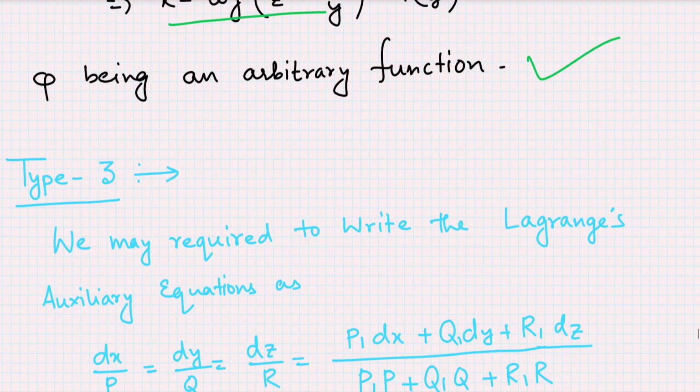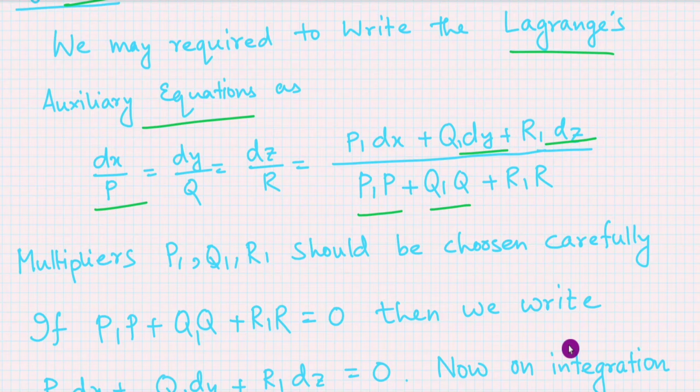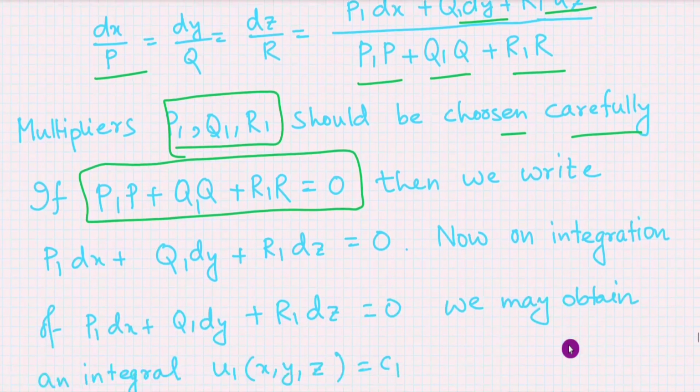Now let us come to type 3, the Lagrange equation. So we may require to write the Lagrange's auxiliary equation, dx by p equal to dy by q equal to dz by r equal to (p1 dx plus q1 dy plus r1 dz) by (p1 p plus q1 q plus r1 r), where p1, q1, r1 are the multipliers. These are the multipliers chosen carefully. If p1 p plus q1 q plus r1 r, that means the denominator, is equal to 0, then we can write the numerator is equal to 0.